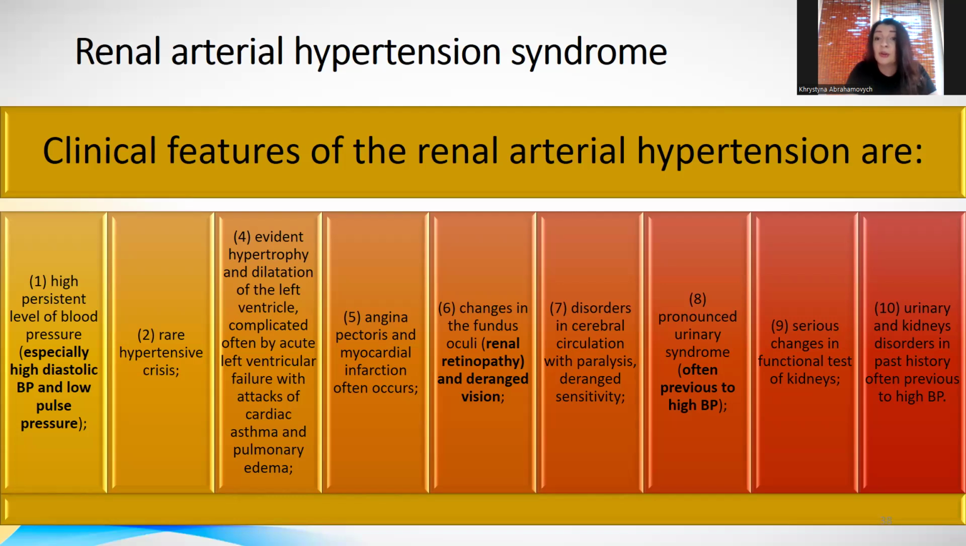Besides that, pronounced urinary syndrome often precedes the high blood pressure. Serious changes in functional tests of the kidneys will, of course, be observed. And finally, urinary and kidney disorder in past history, often preceding the high blood pressure.